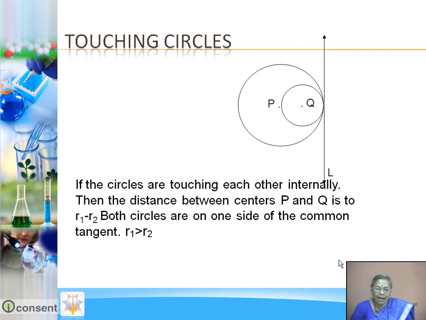If you have to find out the distance between the centers, you subtract the radii, and only then will you get the distance between the two centers. That is, distance PQ is equal to R1 minus R2.